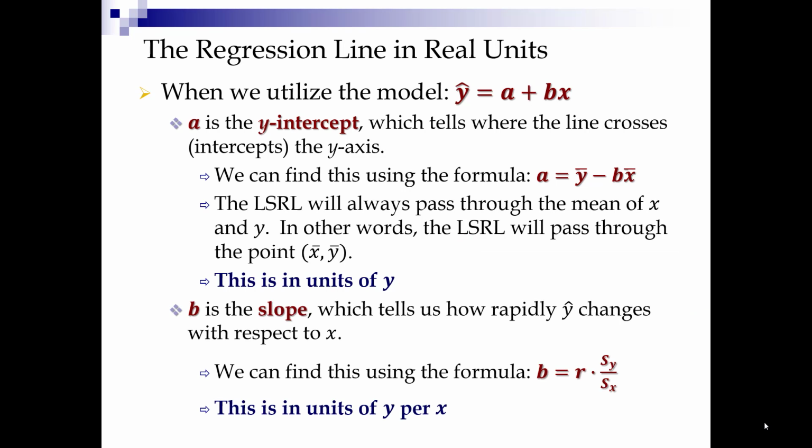b is our slope, which tells us how rapidly y hat changes with respect to x, where y hat is our predicted response variable based on our explanatory variable. There's also a formula for the slope where b equals r, the correlation, times the standard deviation of y over the standard deviation of x. The slope is always in units of y per x.